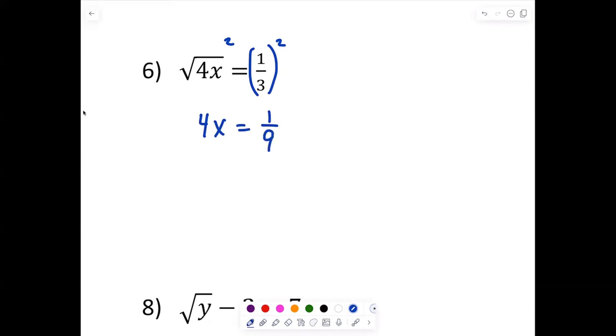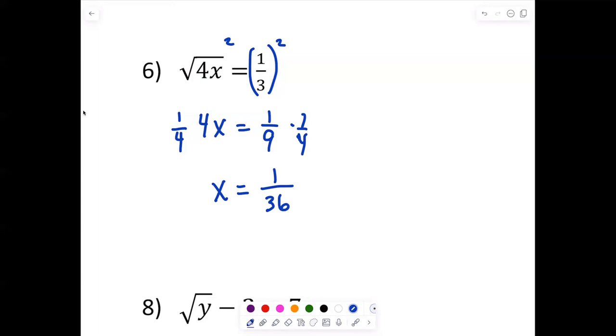So now I have a fraction. All right, so I don't like to say 1/9 divided by 4. I'd like to say 1/9 times what? Yes, times 1/4. All right, so x is equal to what? 1/36. Thank you very much. Anybody have any questions with 1/36?